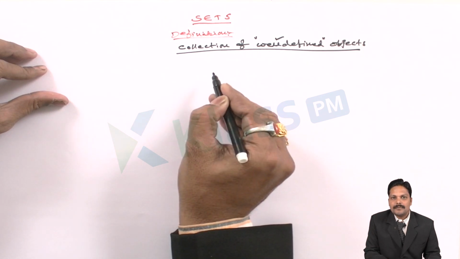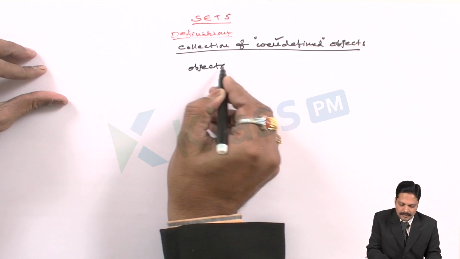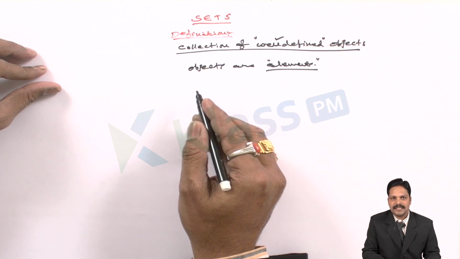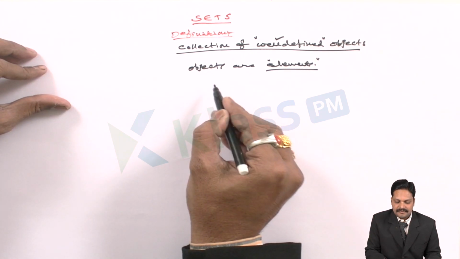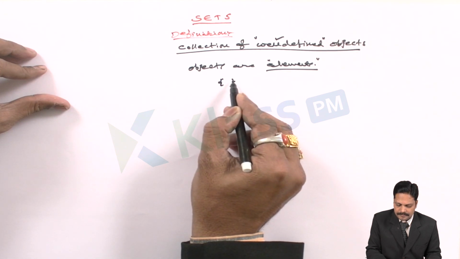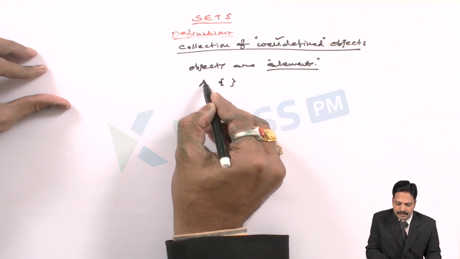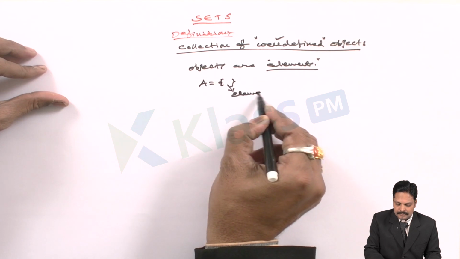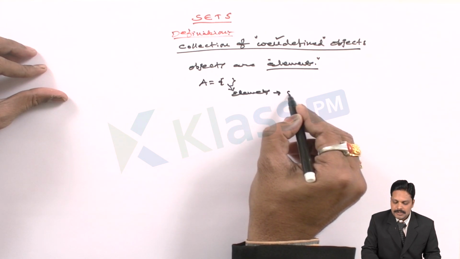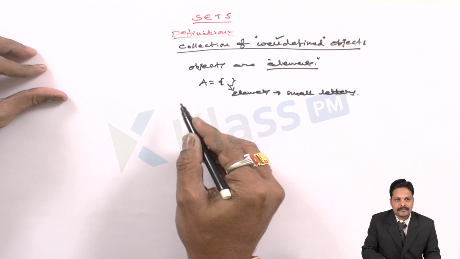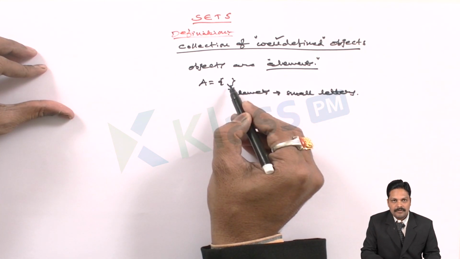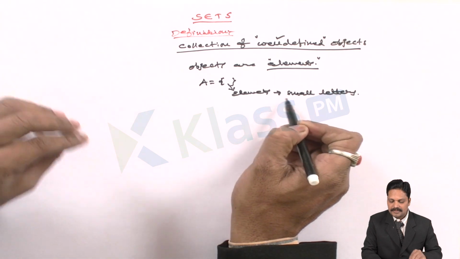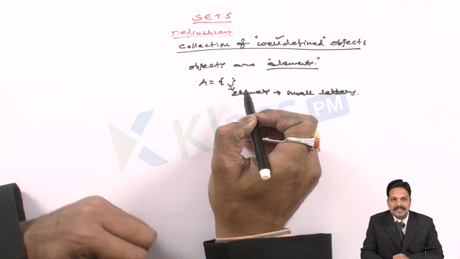In the set we have objects. Objects are called elements. We can take the objects as elements in the set. Sets are denoted with flower brackets. We always take sets with capital letters. In the sets we have some elements, and these elements should always be small letters. So we take the sets with flower brackets and capital letters, and the elements with small letters. So this is called sets.